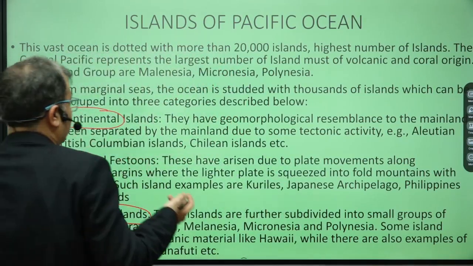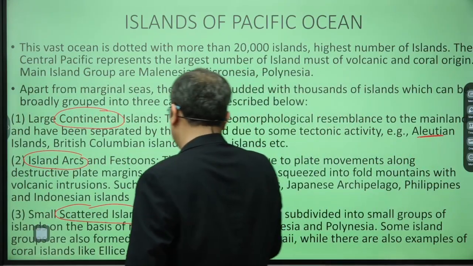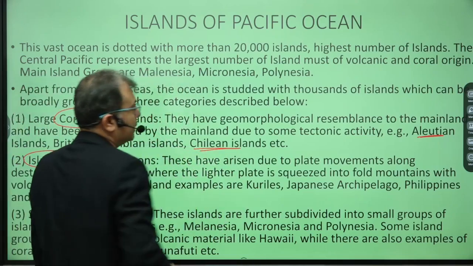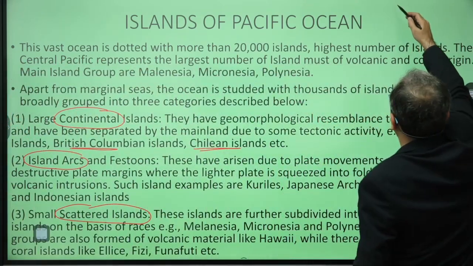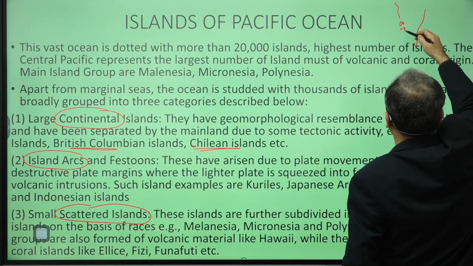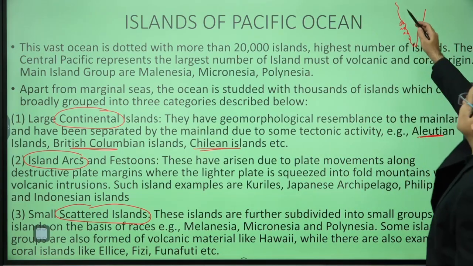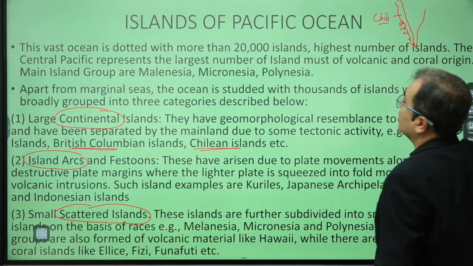So when we are talking about this, such islands are here. Aleutian Island is an example. British Columbian Islands and Chilean Islands. I hope you remember Chile का जब हम south coast पर जाते हैं, when we go to Chile, the south coast of Chile looks like this. The coastline looks like this. Yes, so this is Chile. So this is how it looks.